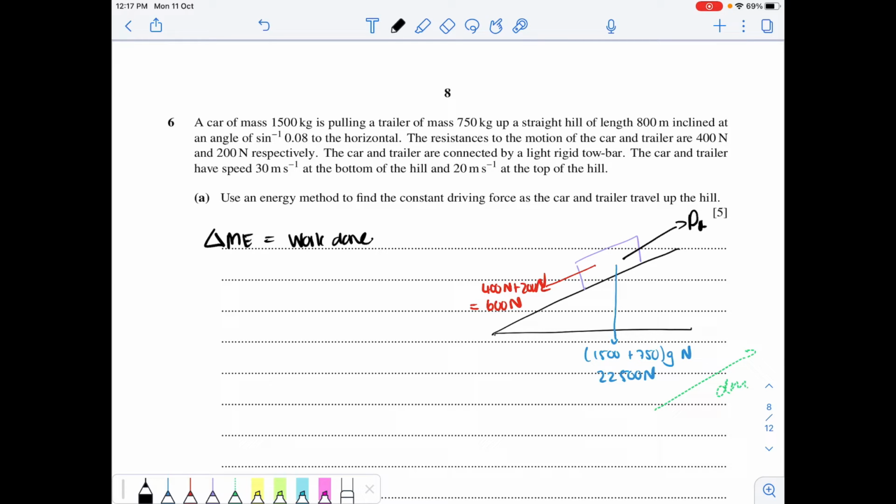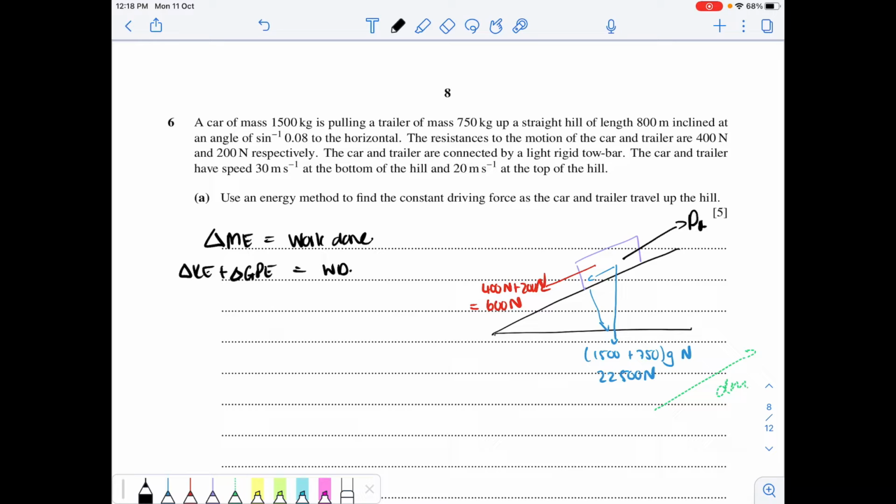We're not interested in the weight component, right? This force here, due to the weight component, we're not interested in it because we're going to consider that rather as gravitational potential energy. So remember, change in mechanical energy is work done, excluding work done by the weight of the vehicle or the object. So what is mechanical energy? It's change in kinetic energy plus change in gravitational potential energy, and that's equal to work done.